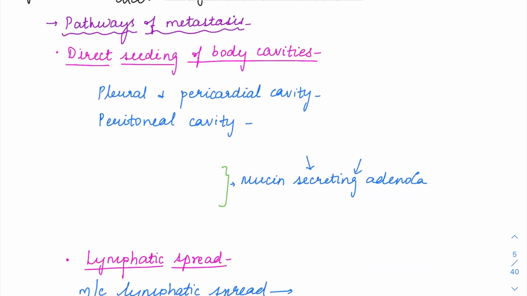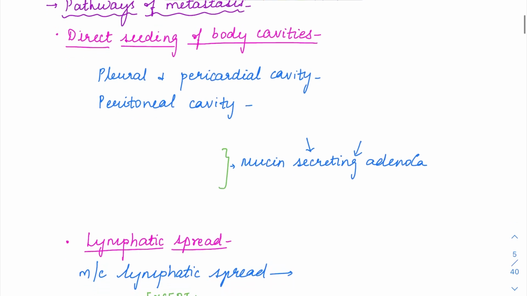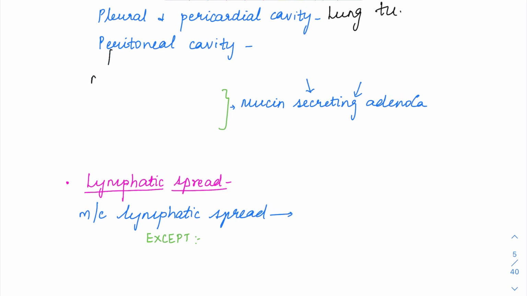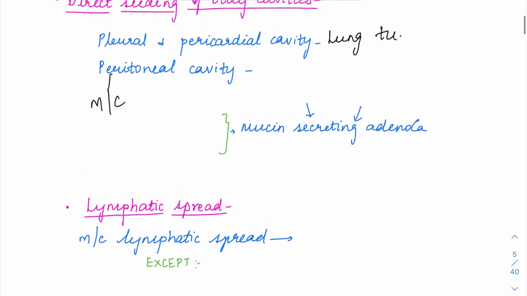What are the pathways by which tumor cells metastasize? The first is direct seeding of the body cavities. Body cavities like the peritoneal, pleural and pericardial cavities can be involved by the tumor cells. Tumors of the organs around the body cavities tend to spread into those cavities. Pleural and pericardial cavities are commonly involved by lung tumors. The peritoneal cavity is the most commonly involved body cavity by seeding.